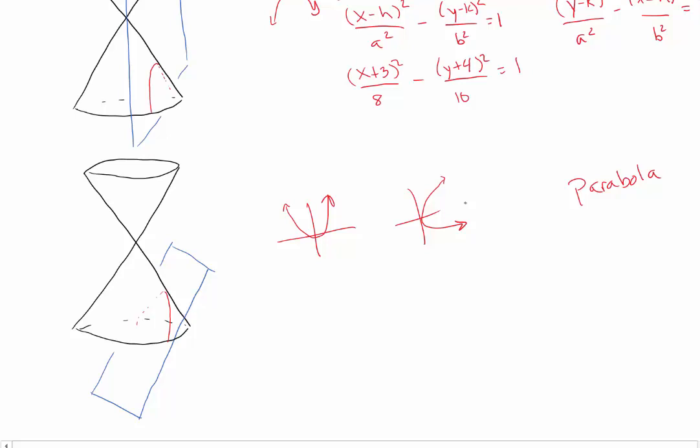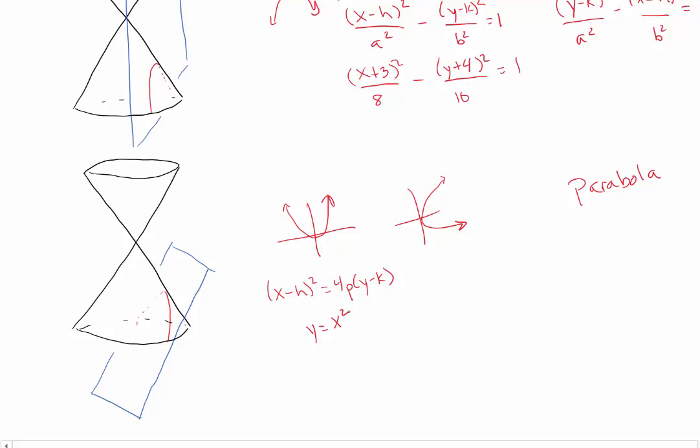If you have one that's opening up, it's going to look like (x minus h) squared equals 4 times p times (y minus k). Now, you'll notice that that's a little different than the form you're probably used to working with. Usually, the one I have drawn there is y equals x squared. And that's perfectly fine. You can fit it into that form.